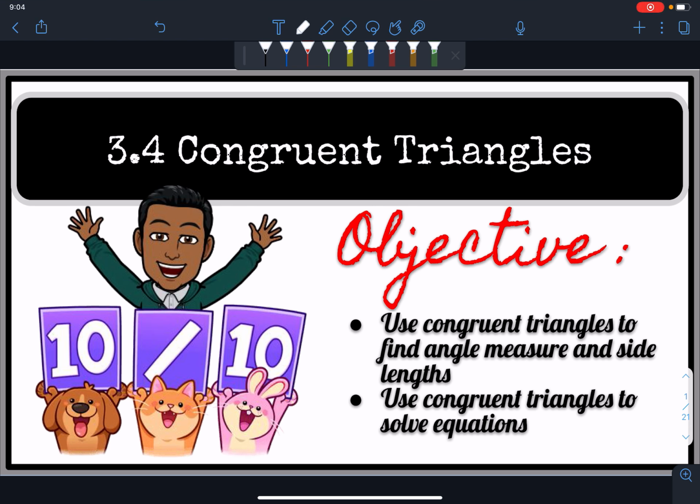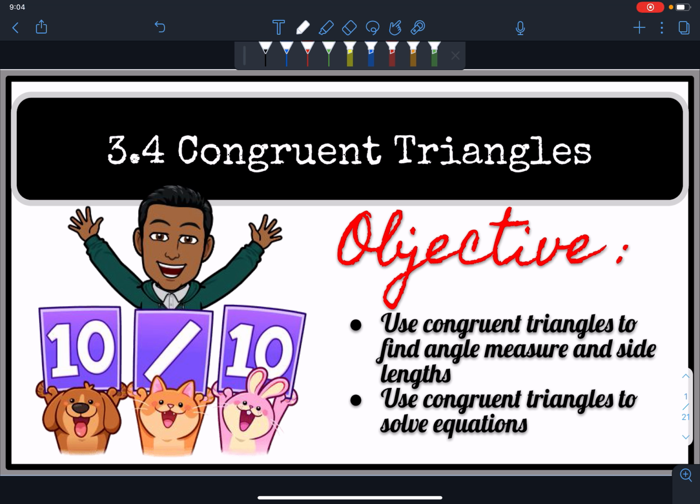Good afternoon and thank you for watching this video on congruent triangles. In this video I am going to give you examples on how to use congruent triangles to find the angle measures and side lengths, and how we can use congruent triangles to solve and set up equations.